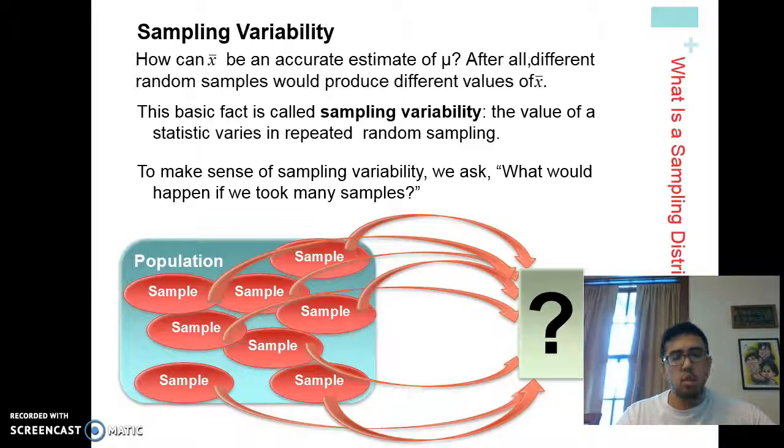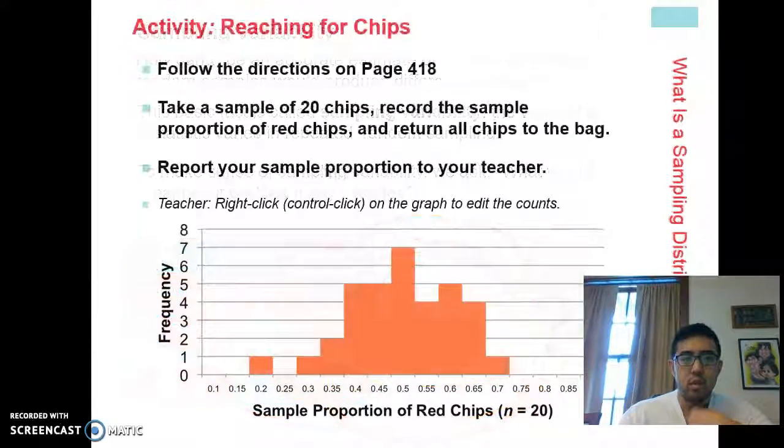So that's sampling variability. Essentially, if I take a lot of samples, all of the samples are going to be different. And how do I know which sample represents the population? Does my sample represent the population well? And what should I do? Some of you may have already guessed what we should do, but we'll get to that in a moment.